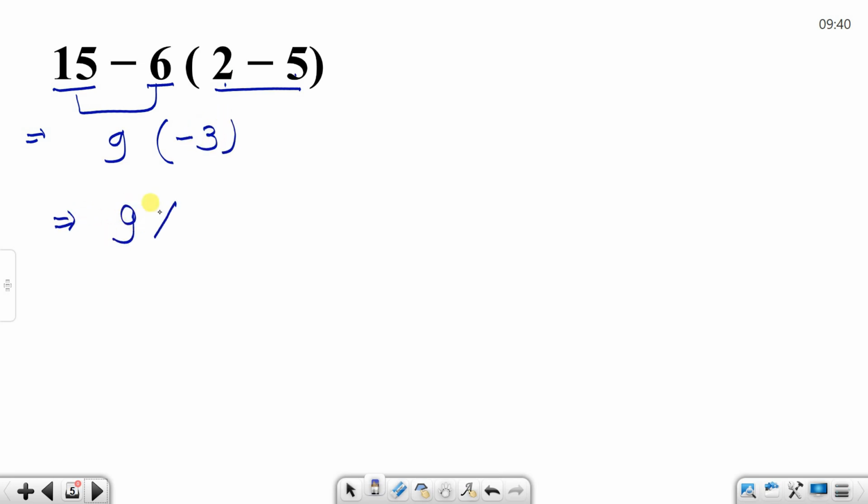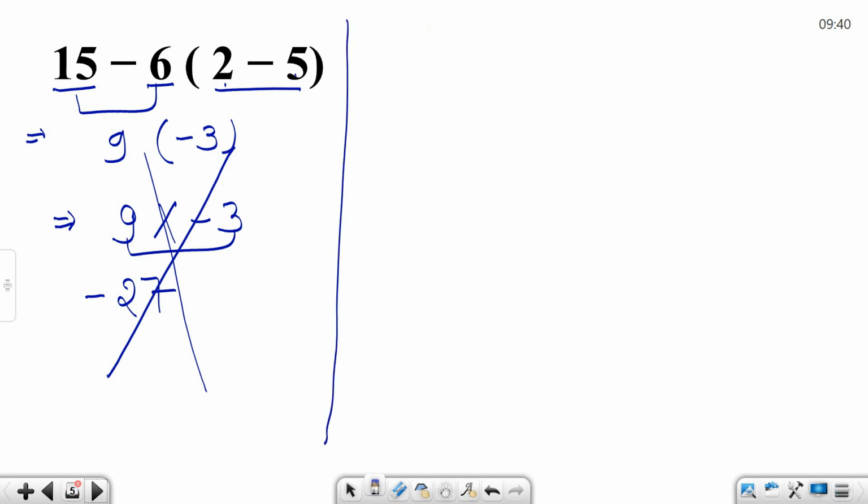Now, let's break this down further. You need to multiply for the negative minus sign. 9 times 3 is 27. This is it. This is the answer. That's the main point.